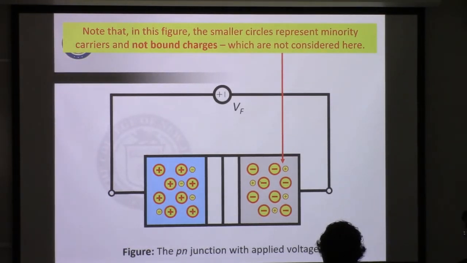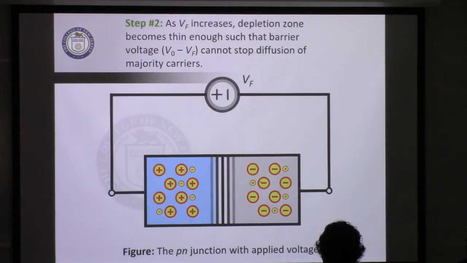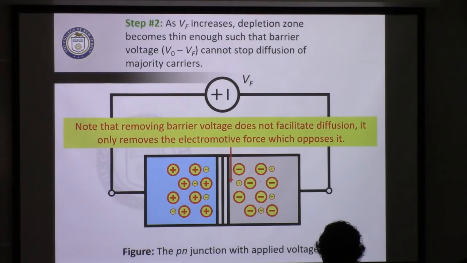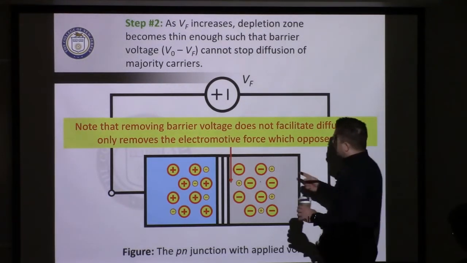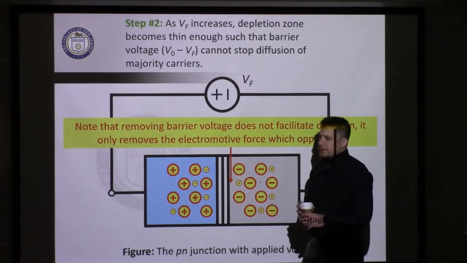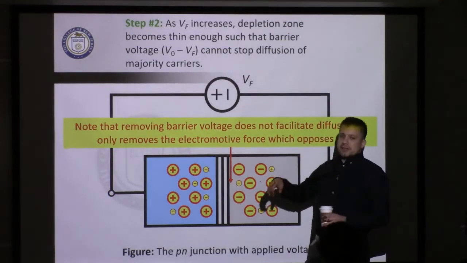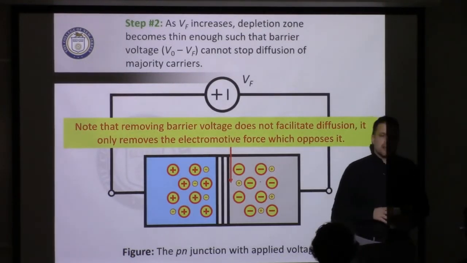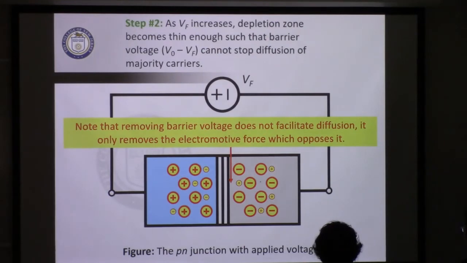And so as VF increases, the depletion zone becomes thinner and thinner, such that that barrier can no longer stop the diffusion from one side to the other. So applying VF essentially undoes the equilibrium and starts up this engine again, allowing diffusion from one side to the other.